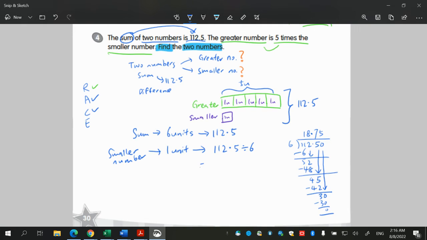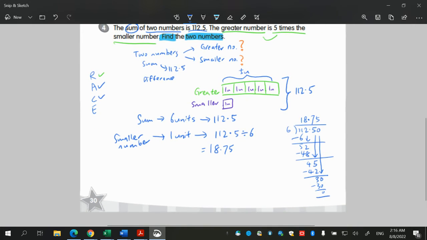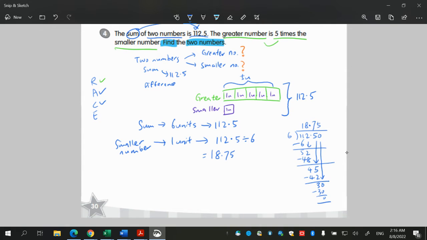Okay, so 1 unit, that's the smaller number, that's 18.75, that's the decimal. Okay, then the next part, got to find the greater number. 2 ways to find it. You pick your way. Have you picked it already?